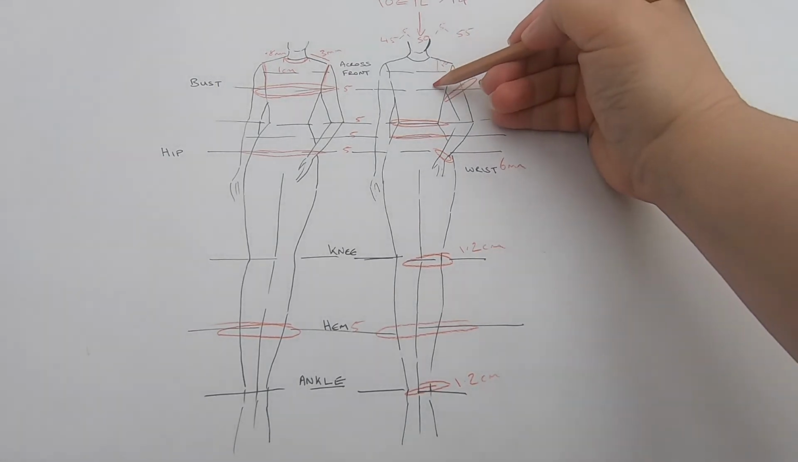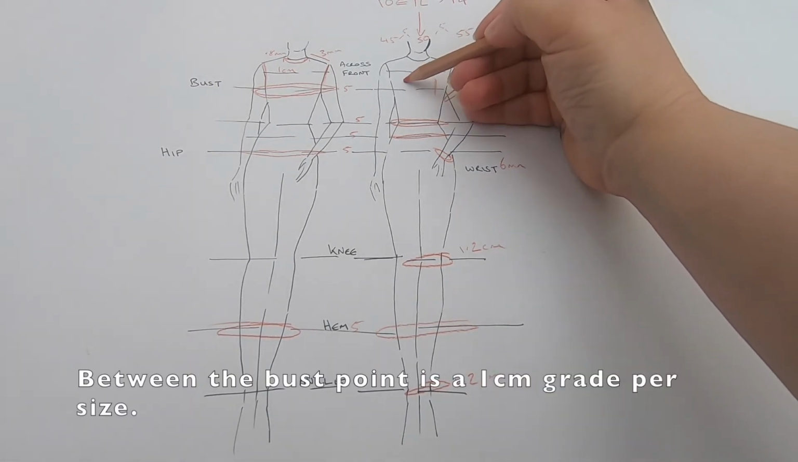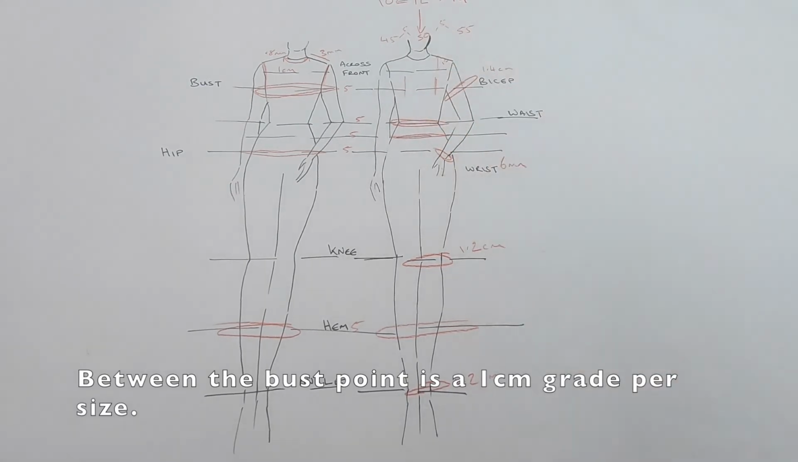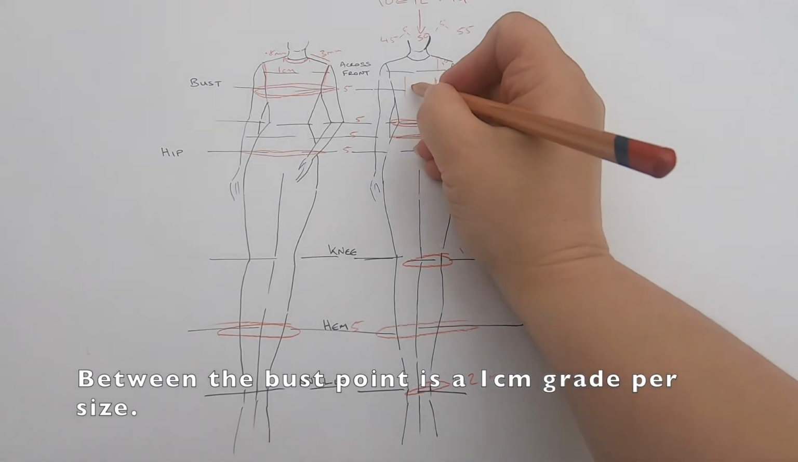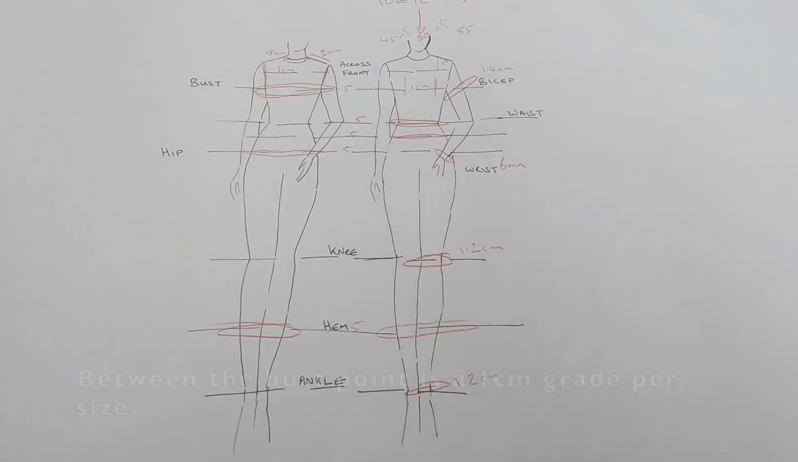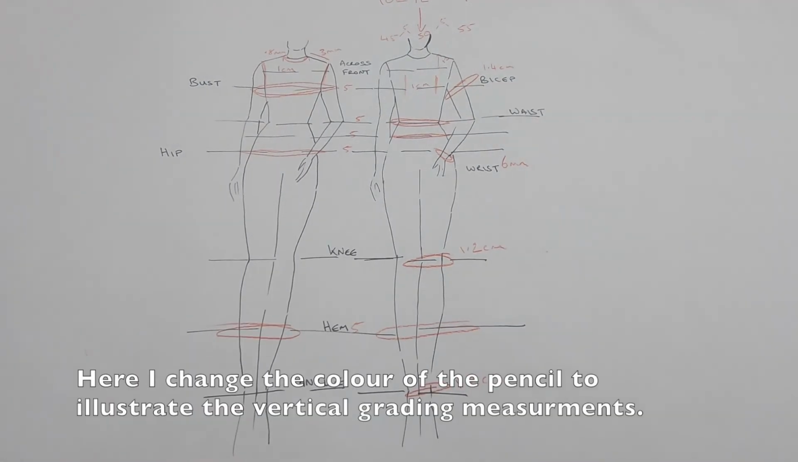And then between the bust points of a garment, this would grade 1 centimetre. Right, I'm going to change the colour of my pencil now for a vertical measurement for you.